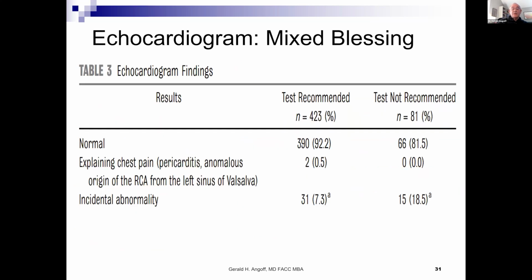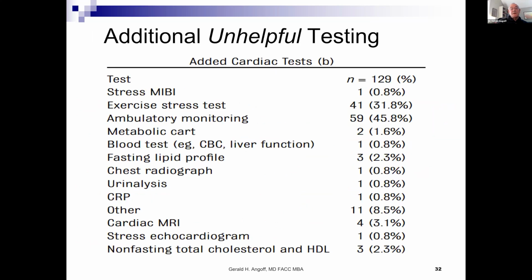With the echocardiogram studies, the two cases were identified, the pericarditis and the abnormal coronary artery. But there are a lot of incidental findings that were often misleading and confusing. So it was a mixed blessing. Additional testing was unhelpful. And this was another comment at the beginning when I mentioned consider the value of testing. Here, exercise testing and ambulatory monitoring provided no beneficial data at all. It was considered to be unhelpful and not warranted.